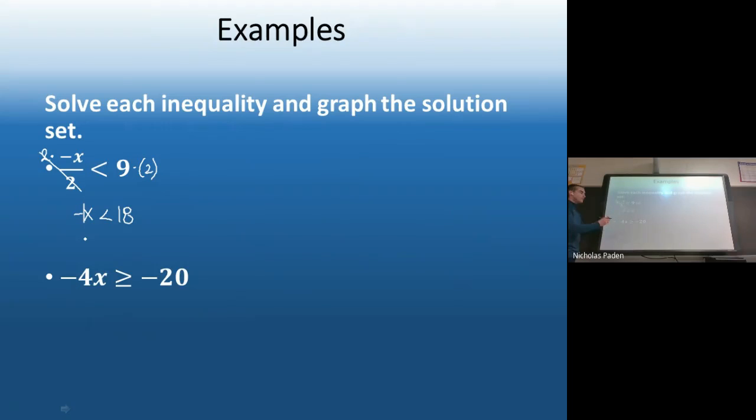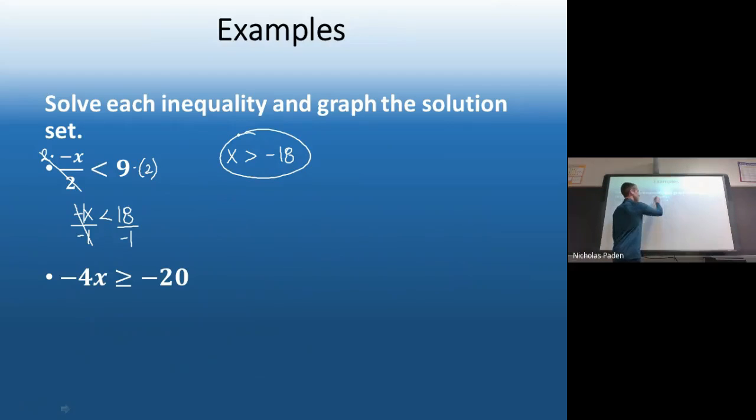The reason was because there is a 1 in front of this x. If there is a -1 in front of the x, how should I get rid of this -1? I should divide by -1. So the -1's cancel out. However, if I divide by a negative number, what do I have to do to the inequality sign? Well, I've got to flip it. So this is going to become x, not less than, x is greater than. 18 divided by -1 would be -18. So that is my solution set.